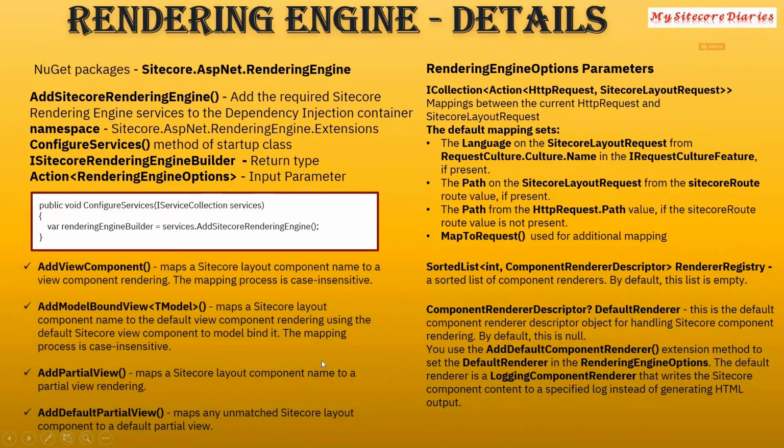Then there are a few methods which are used. Add view component maps a Sitecore layout component name to a view component rendering. Add model bound view maps a Sitecore layout component name to the default view component rendering. Add partial view maps a Sitecore layout component name to the partial view rendering. Add default partial view maps any unmatched Sitecore layout component to the default partial view.